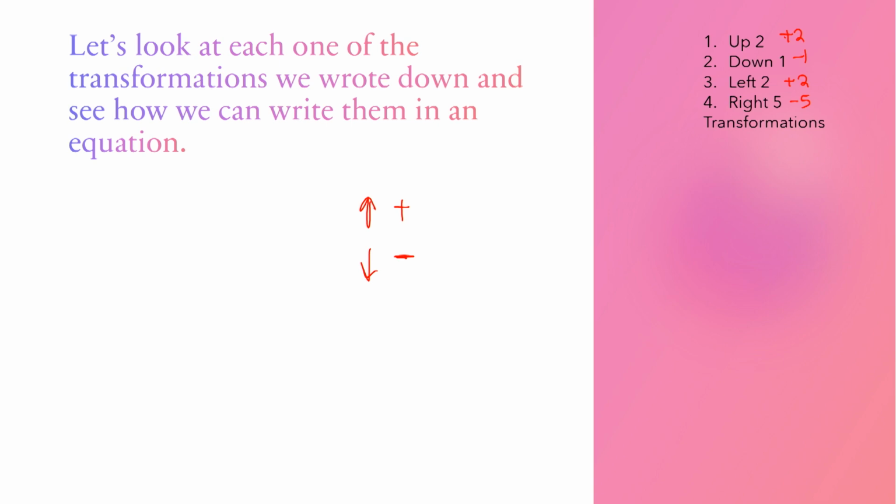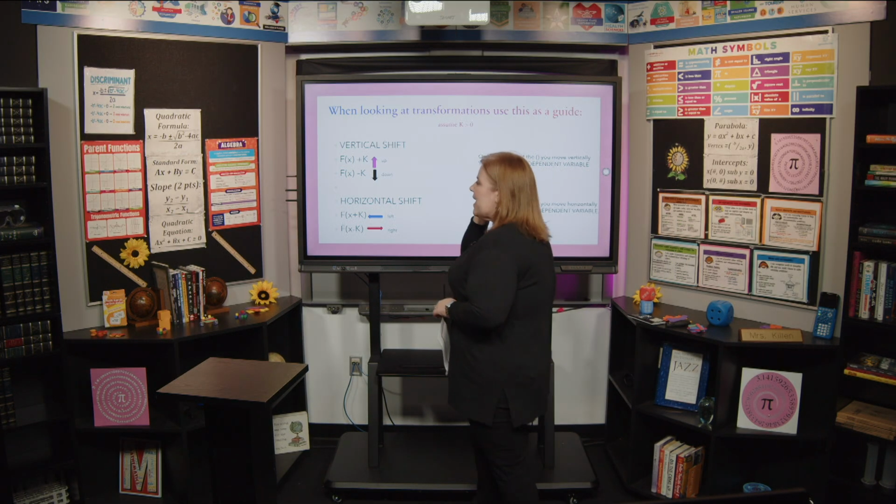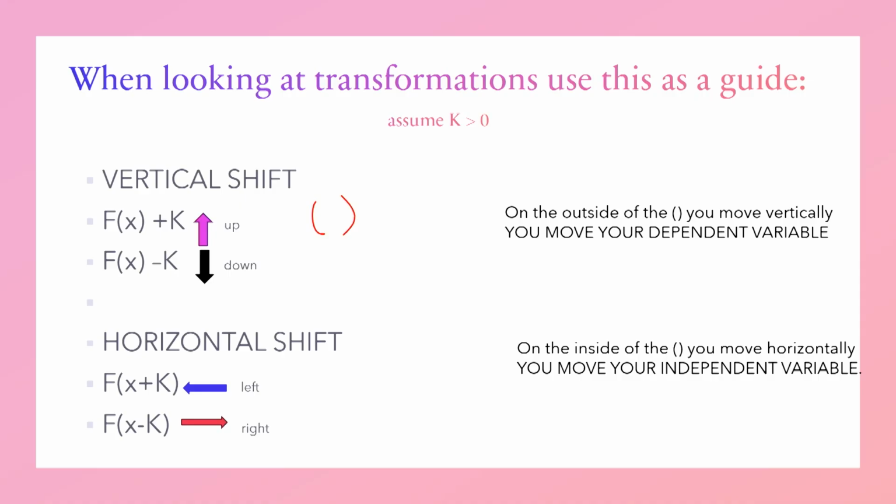You're thinking, Miss Killen, I'm not understanding this. Well, how about I give you a note? On your notes page, go ahead and pause the video and make sure that you write these in your notes page. When looking at the transformation, use this as a guide. I'm going to assume that K, or how I'm moving, is greater than 0. I have my vertical shifts. If I am going up, I am adding outside of the parentheses. If I'm going down, I am subtracting outside of the parentheses.